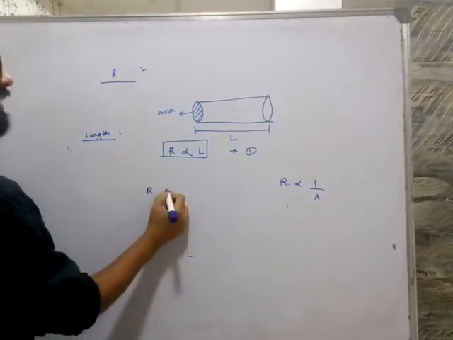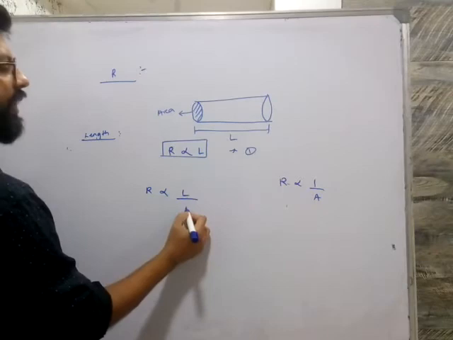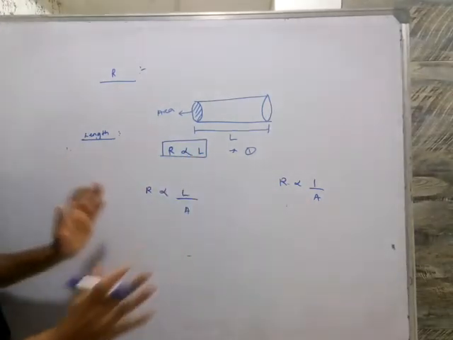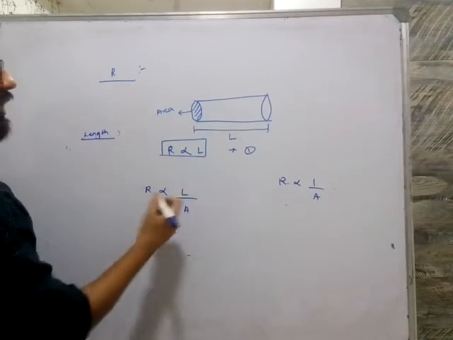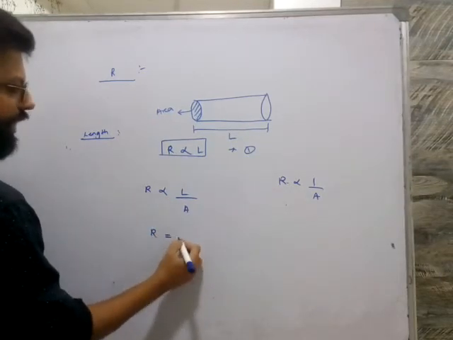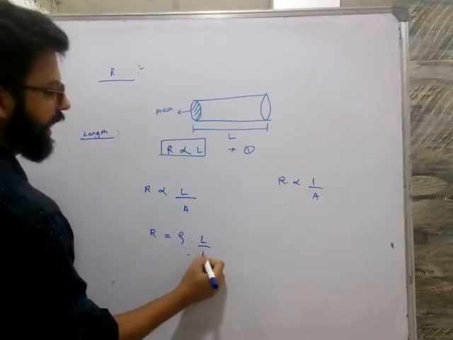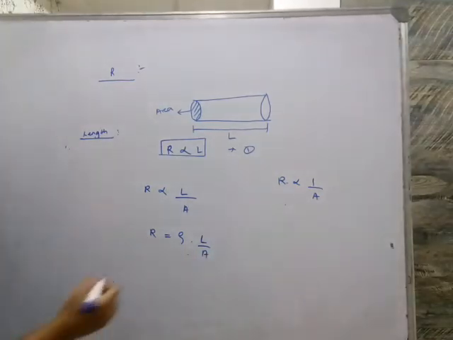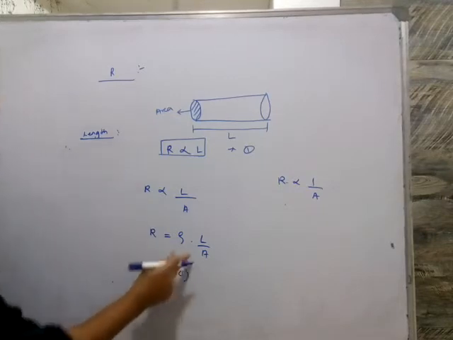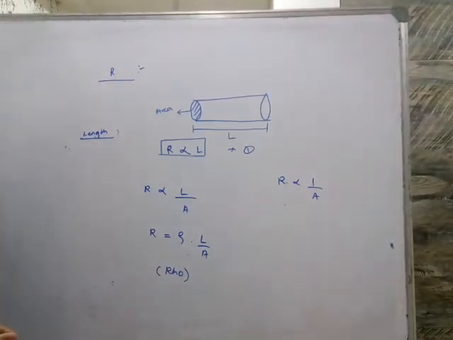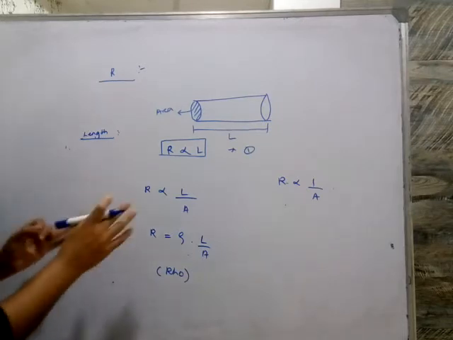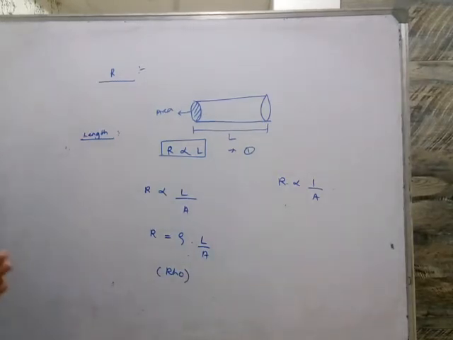Now we can write this as R is directly proportional to L and inversely proportional to A. I just combined both equations. When we have to remove the proportionality sign, we put an equal sign and insert a constant, which is called rho. It is a Greek letter called rho. That rho is called the constant of proportionality, or the electrical resistivity of the material of the conductor. I'll explain in detail what rho is. Remember, rho is called electrical resistivity, or resistivity of the conductor.